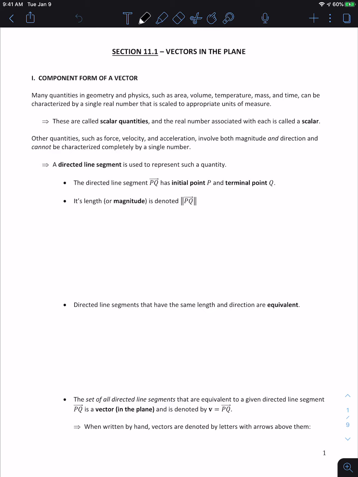So the line segment PQ has initial point P and terminal point Q, and we use this notation with an arrow above PQ to denote a directed line segment. For example, if this was point P and this was point Q, then this would be the directed line segment PQ.